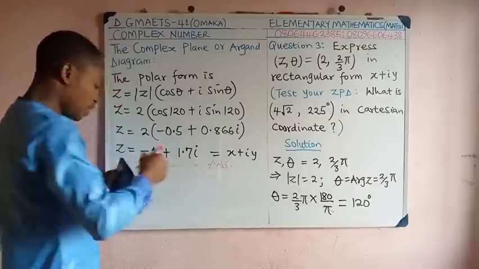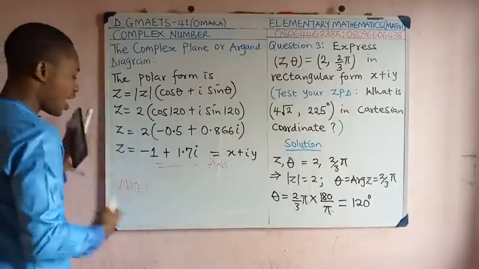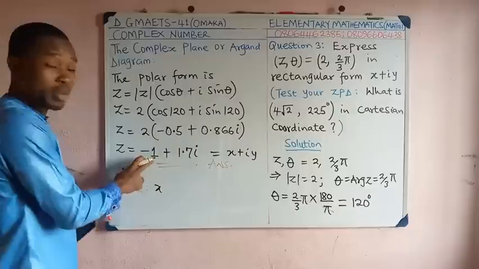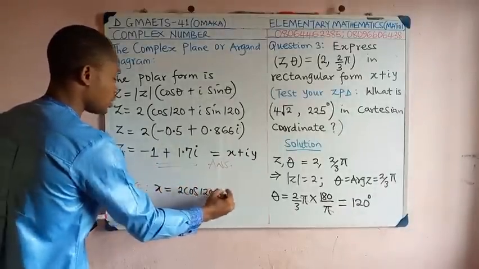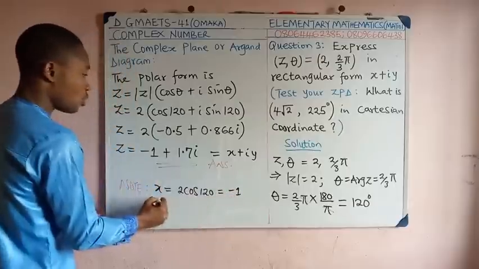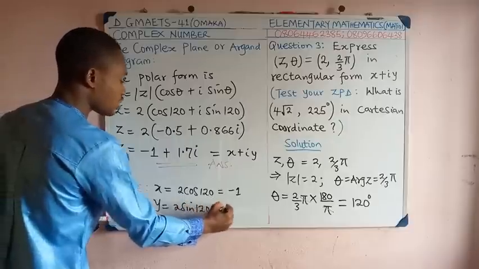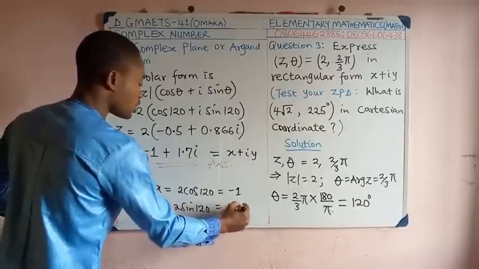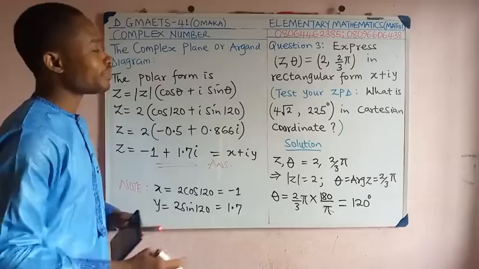Answer. Please note that in this case, x could have been obtained simply: x is equal to 2 cos 120, then you get minus 1. And then y is equal to 2 sine 120. Of course, that is going to give you approximately 1.7. So it's important you get to know this, alright?